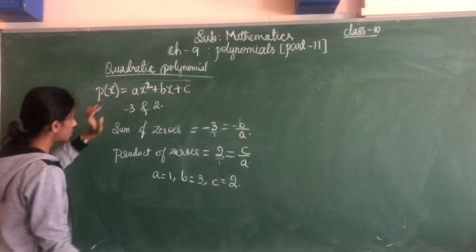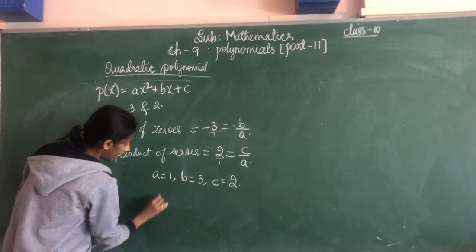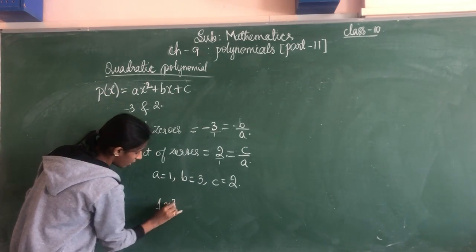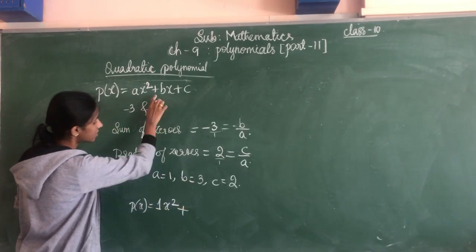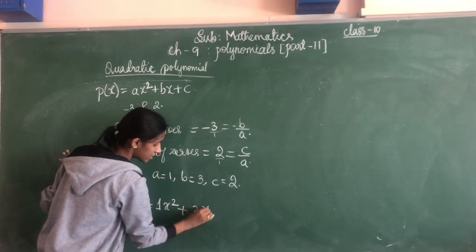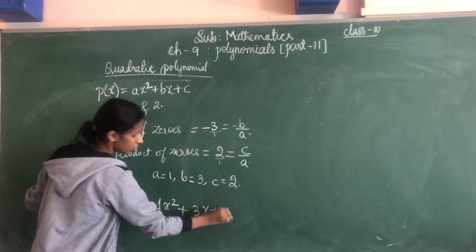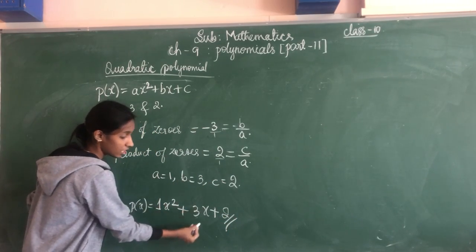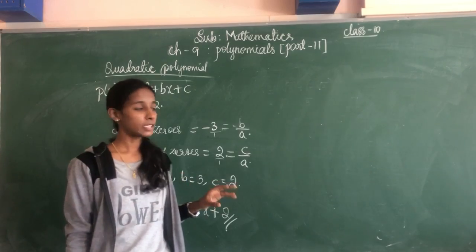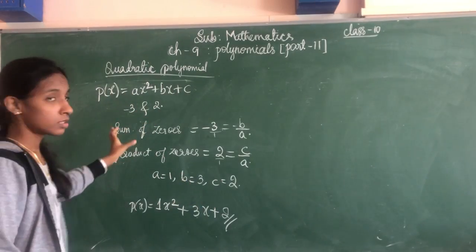Now, write this in standard form. Ax square, ax square is 1x square, isn't it? Plus bx, b is 3, 3x. Plus c is 2. So the quadratic polynomial is x square plus 3x plus 2. Okay, this is how you have to do it.